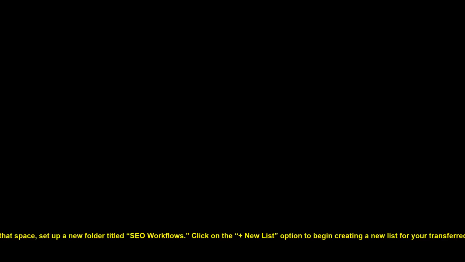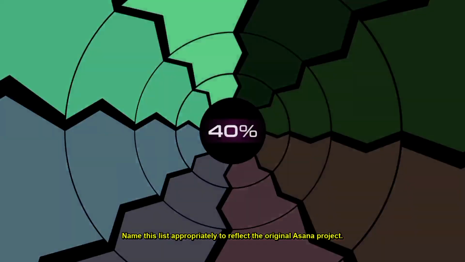Once you've documented all relevant information from Asana, log into your ClickUp account. Create a new space specifically for your SEO workflows. Within that space, set up a new folder titled SEO Workflows. Click on the plus new list option to begin creating a new list. Name this list appropriately to reflect the original Asana project.